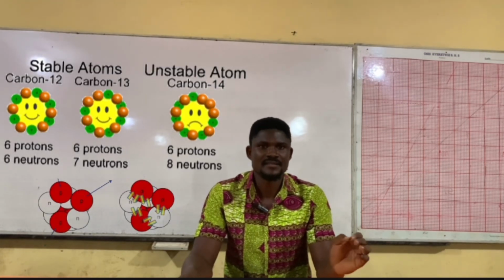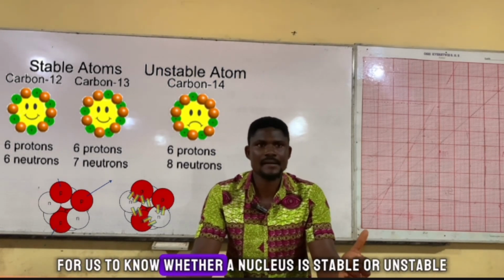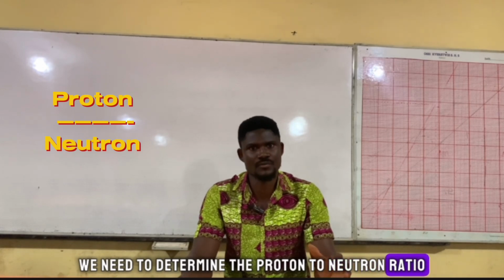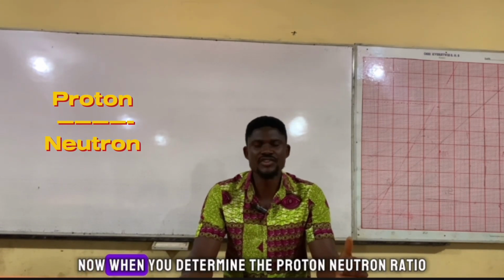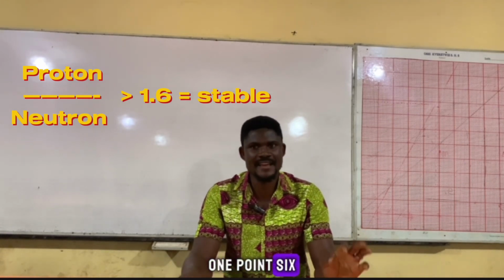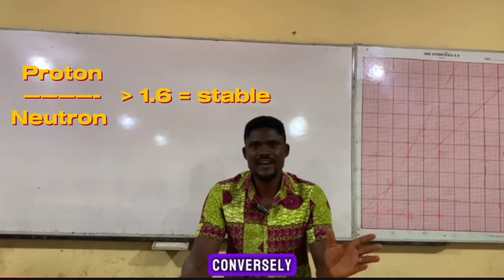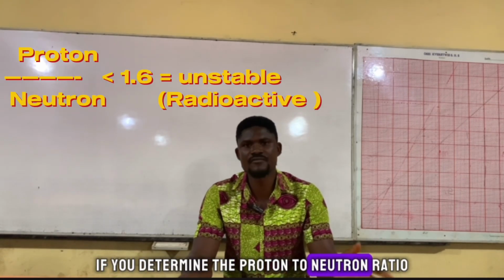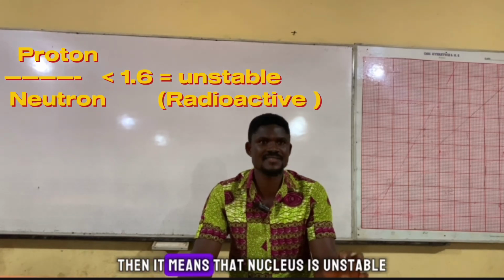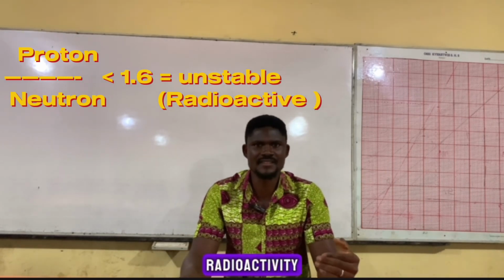Let's proceed by understanding what we mean by stable and unstable nuclei. For us to know whether a nucleus is stable or unstable, we need to determine the proton to neutron ratio of that particular nucleus. When you determine the proton to neutron ratio and you get a value that is less than 1.6, then it means that atomic nucleus is stable. Conversely, if you get a value that is greater than 1.6, then it means that nucleus is unstable, and that means it will undergo radioactivity at any time.